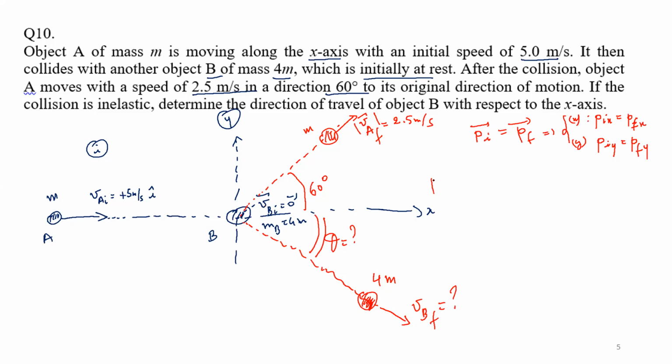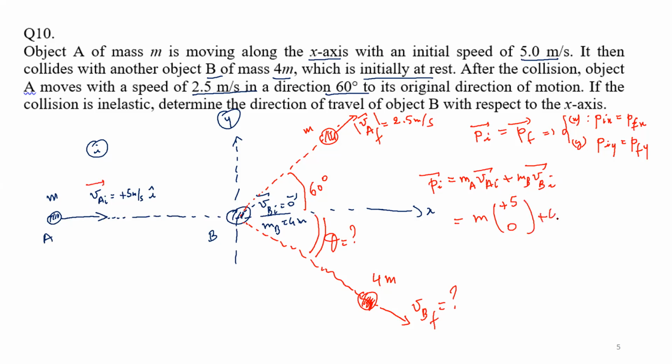Easy. P initial, let me write it down. It will be MA VA initial plus MB VB initial. Let me do it component by component. Of course, MA is M. VA initial along X is plus 5. And VA initial along Y is 0, because here VA has only one component along X.